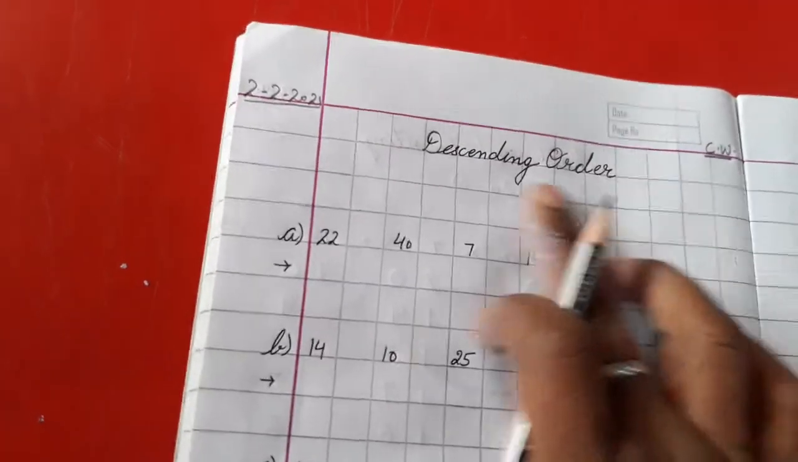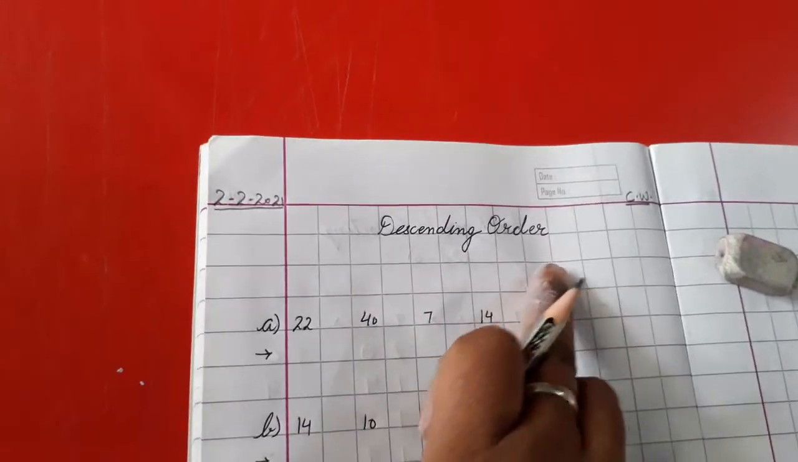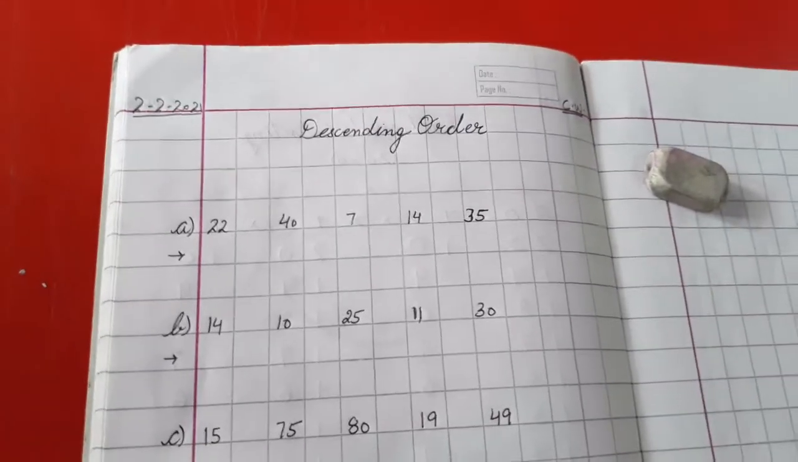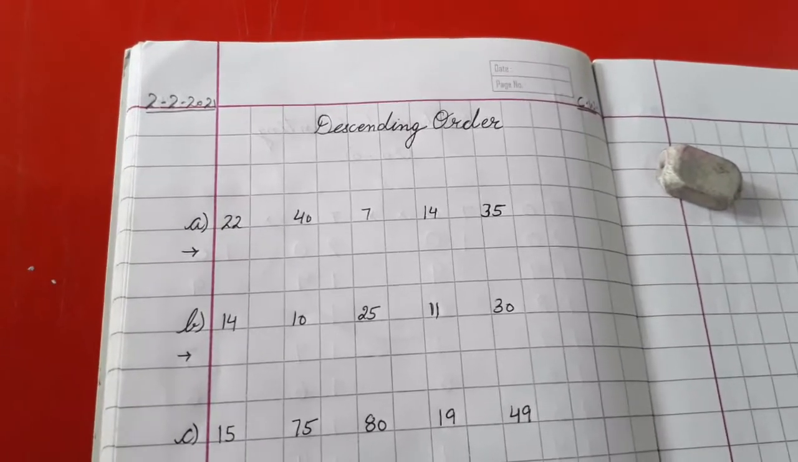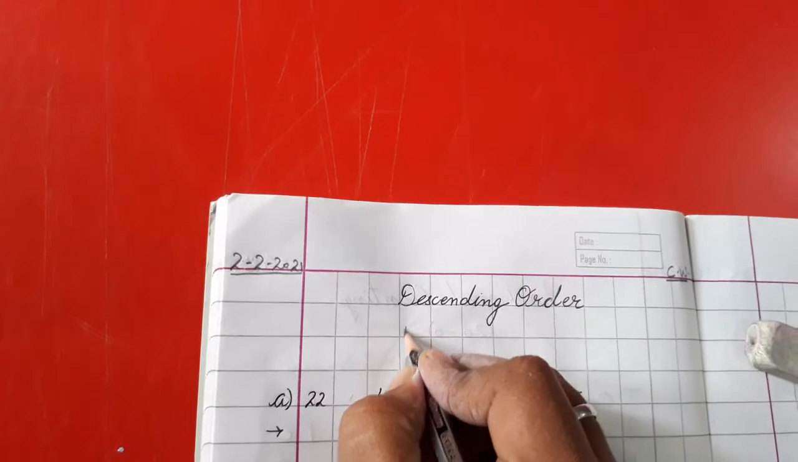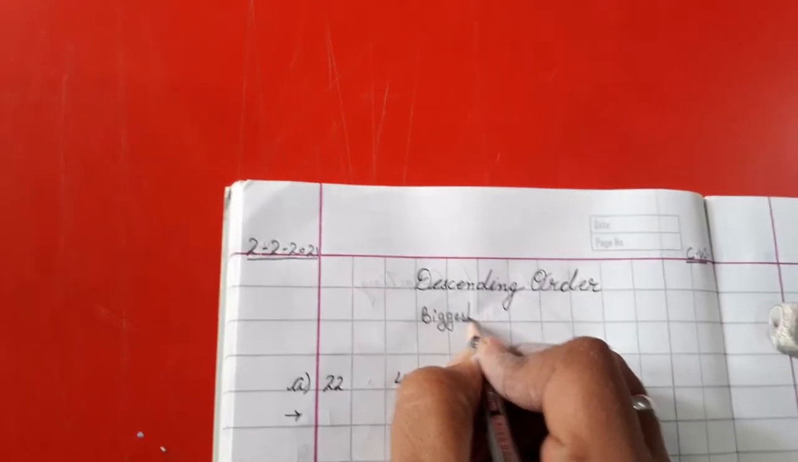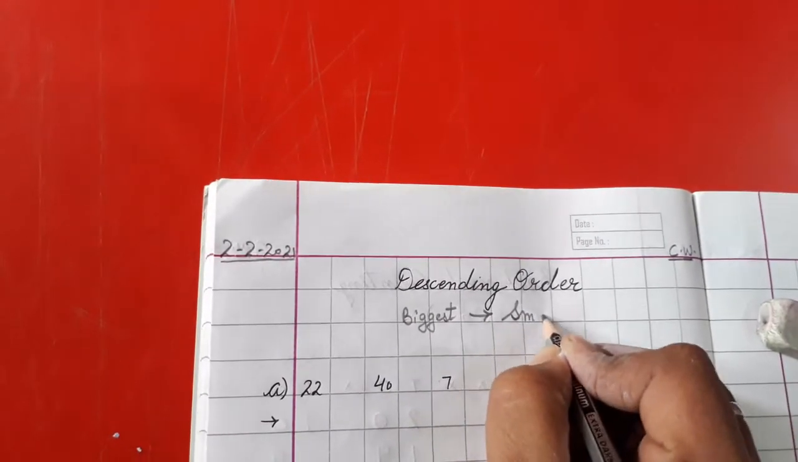So, the topic is descending order. So, what we are going to do, first, what will we write here? We are going to first write how we will arrange these numbers from biggest to smallest. Yes. So write down that here. Biggest to smallest.